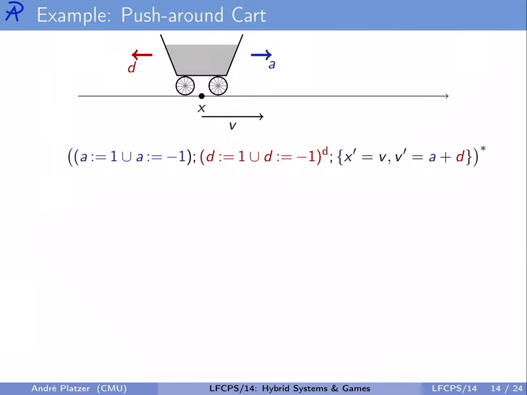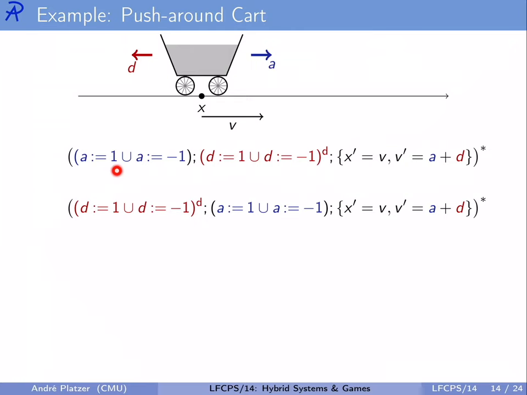This, of course, is one order where first Angel chooses and then Demon chooses. Instead, we could have written down the game where first Demon chooses his choice and then Angel chooses her choice. And then we follow the differential equation with the mixed effect, the sum of all the effects of the variables in this particular case. Does that make a difference?